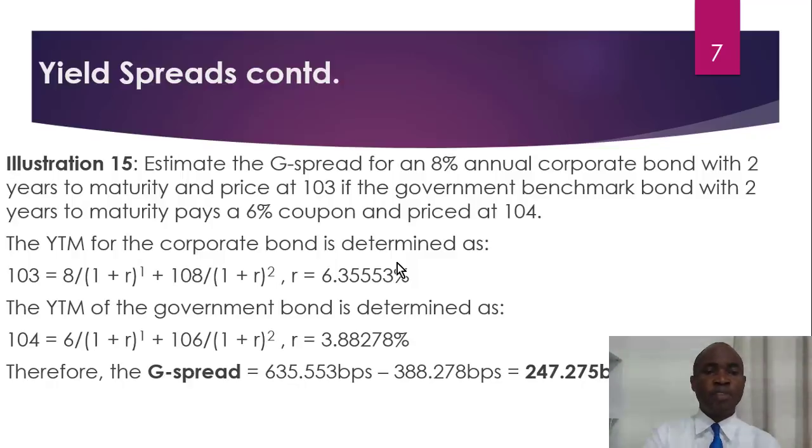So the yield to maturity for the corporate bond is determined as follows. It's very simple and clear, 6.35%. The yield to maturity for the government bond is 3.82%. The difference between them is 2.47%. That is 247 basis points.